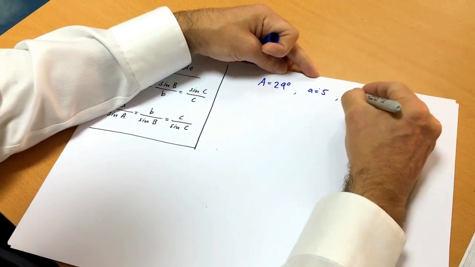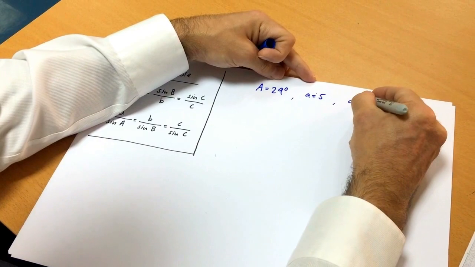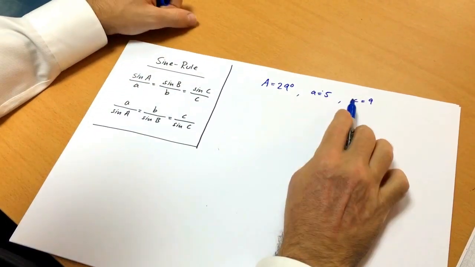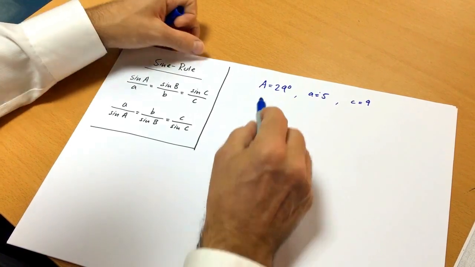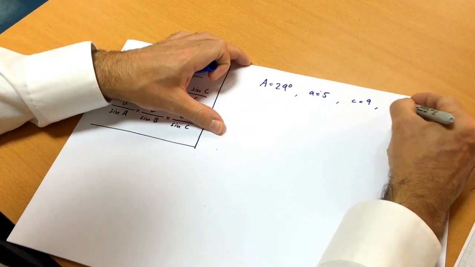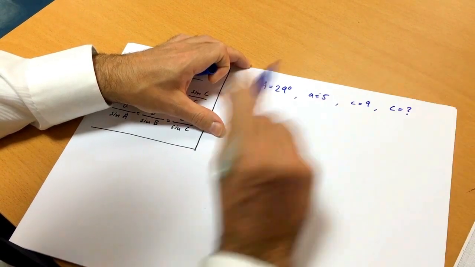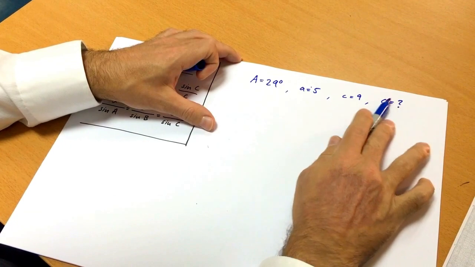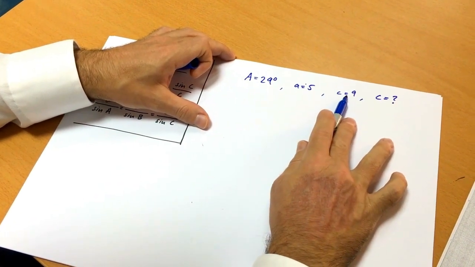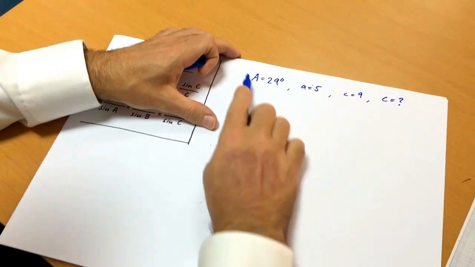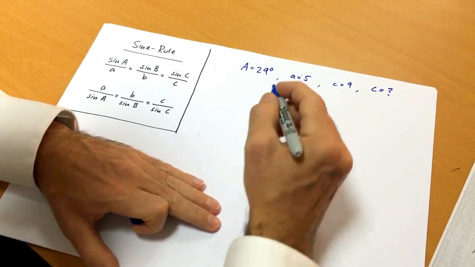We have another side, let's call it C. We could have called it B as well. I'm just going to call it C to keep our minds occupied. That's going to be 9 units long. So the question is, what is the size of the angle C? The size of the angle that's opposite to the other given side. So this here would be a typical sine rule problem.